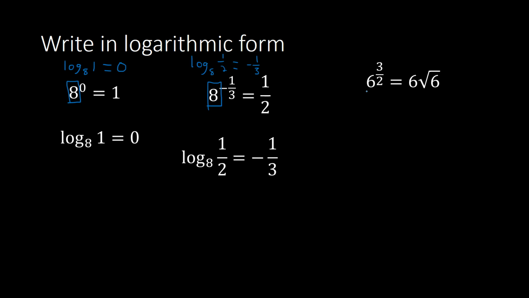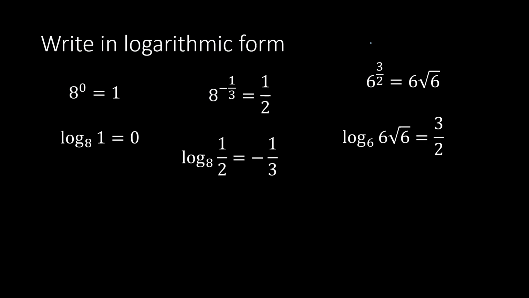Here's another example. The base is 6, so I write this as a log with a base of 6. A log is an exponent, so what it's equal to will be the exponent, which is the 3/2. And then the 6 square root of 6 goes right here. So we would say that we have log base 6 of 6 square root of 6 equals 3 over 2.